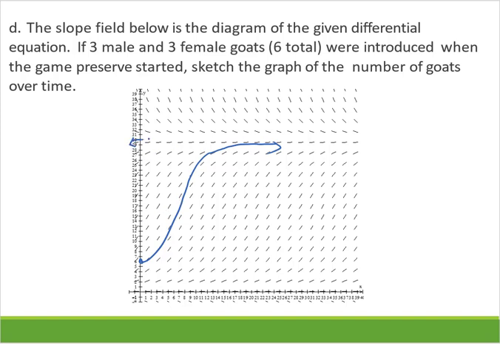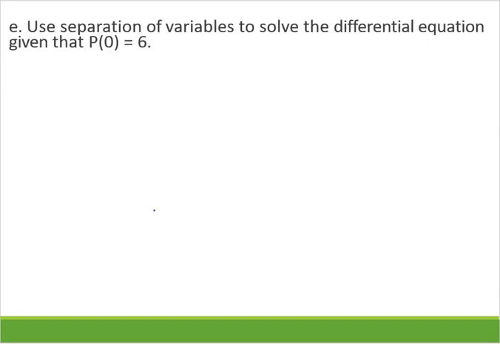Notice how 30 here is a horizontal asymptote. Okay, so keep that in mind, because that was the carrying capacity of our wildlife preserve. Now what I'm going to do here is we're going to use separation of variables, and we're going to solve our equation. I am going to use this one, because it's a little bit easier.